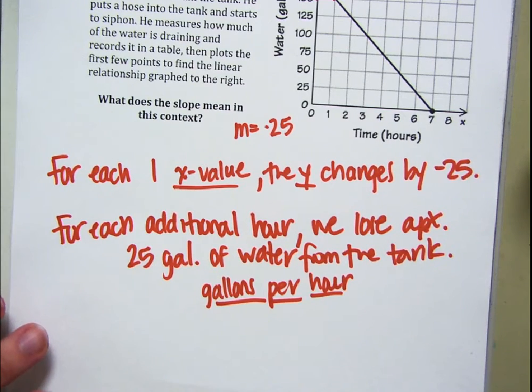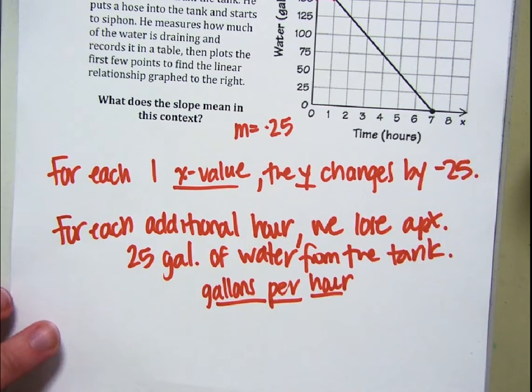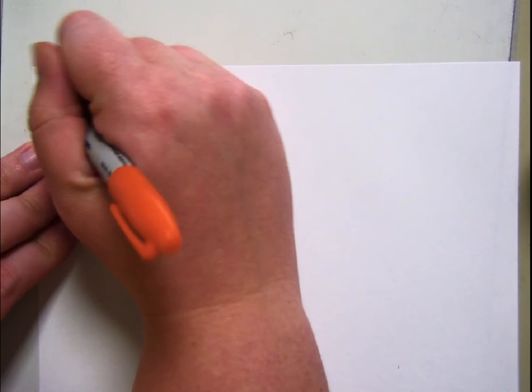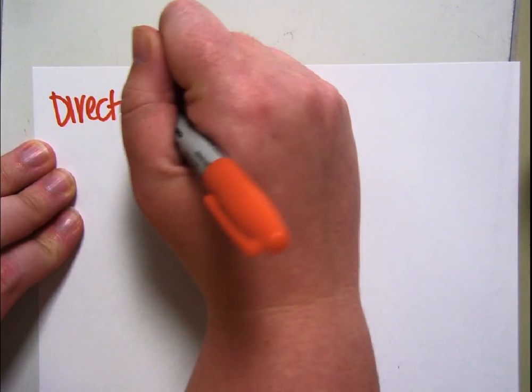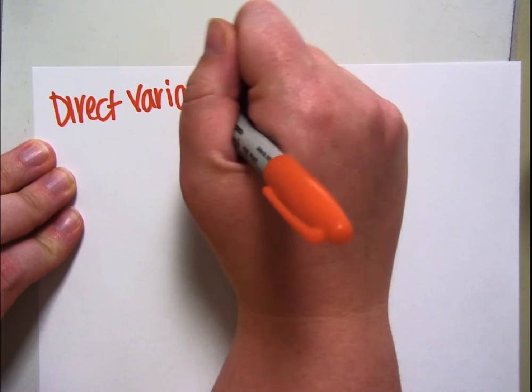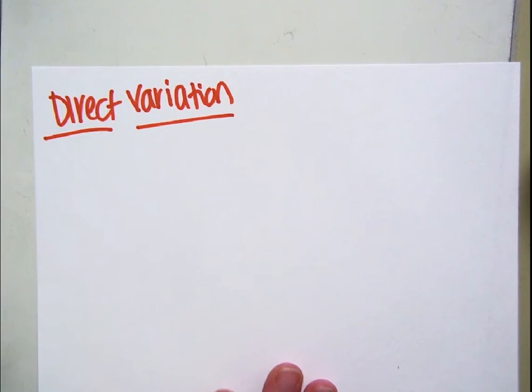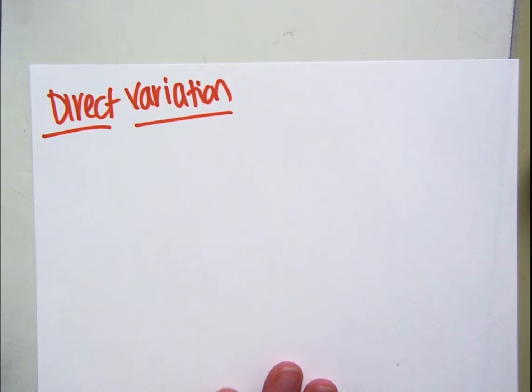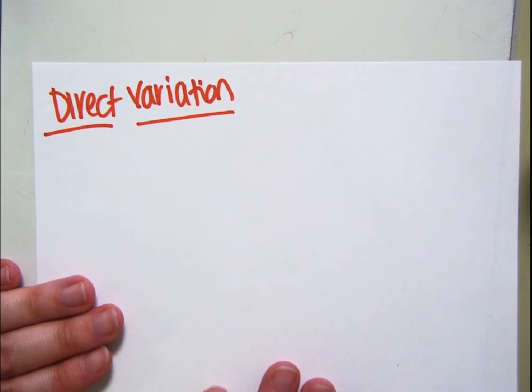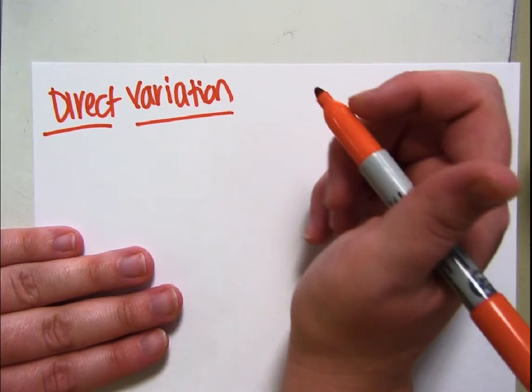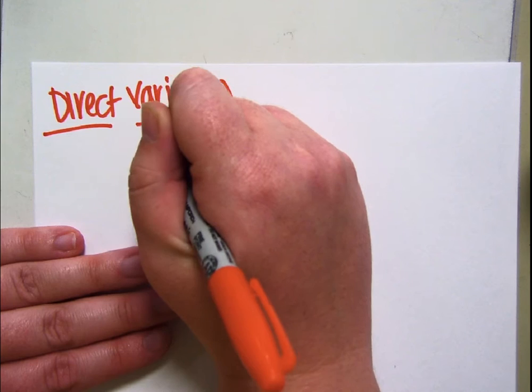We are going to wrap up our video today with direct variation. And there's different types of variations that we'll talk about throughout the semester. We're starting obviously with direct variation, but there's inverse variation, joint variation, combined variation. Direct variation is the one that we're probably more familiar with, even if you don't know it.